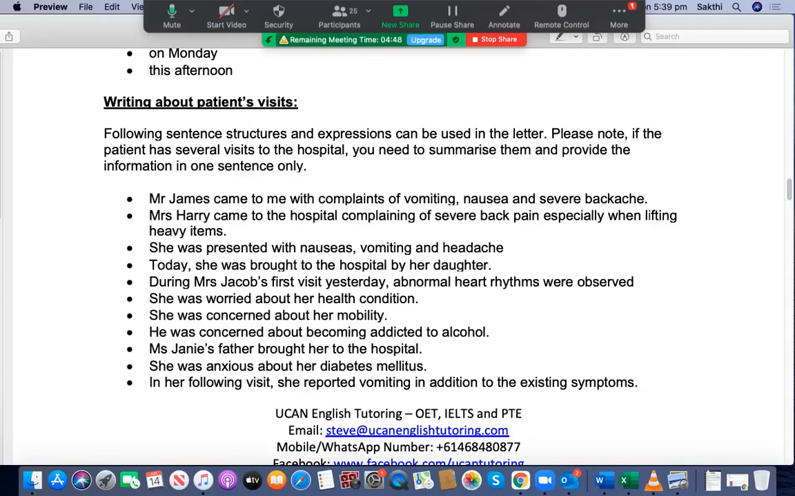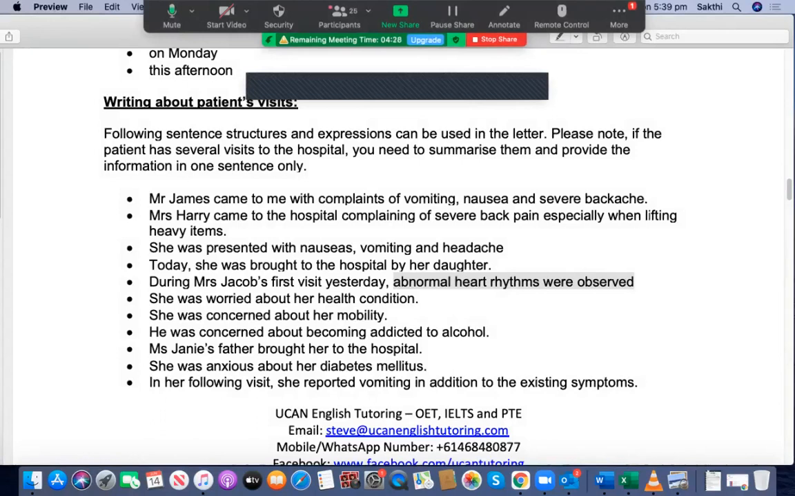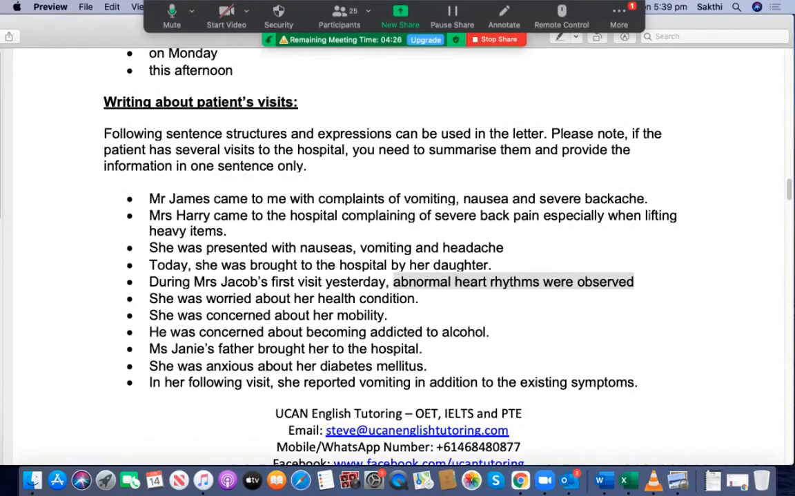When you look at this one, during Mrs. Jacobs' first visit yesterday, abnormal heart rhythms were observed. This is the way you need to write the sentence structures. This is what we call the passive voice form. Abnormal heart rhythms were observed. So we are not going to say I observed, or don't say she has been observed with abnormal heart rhythms. That's not correct in this case. This is the best way of writing the passive voice form.